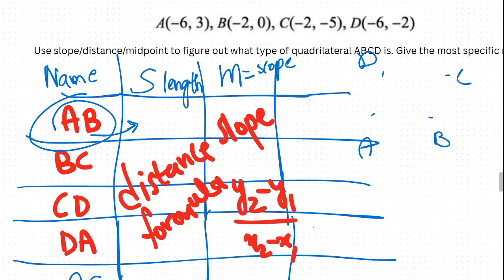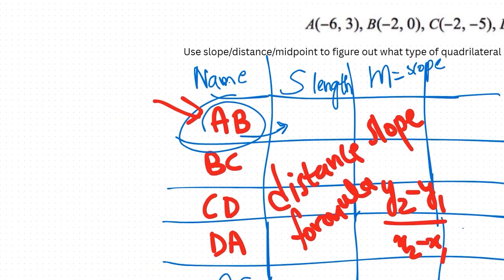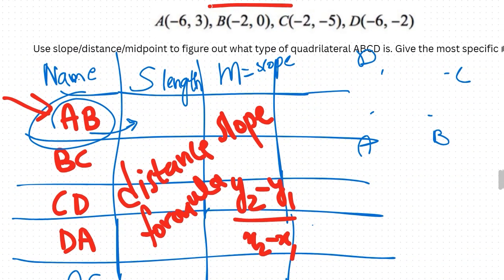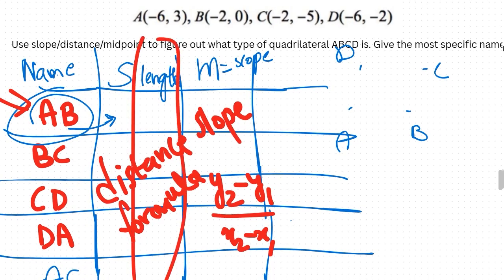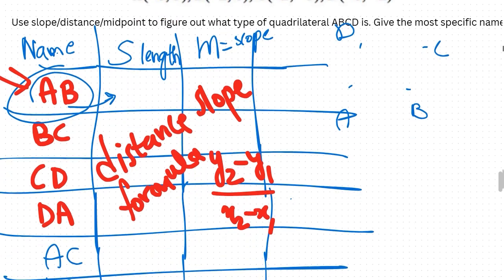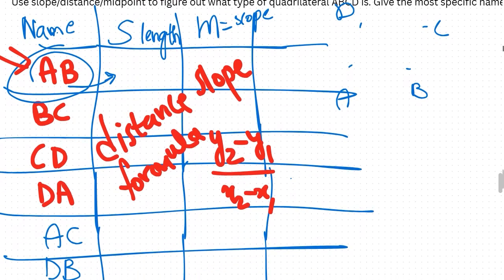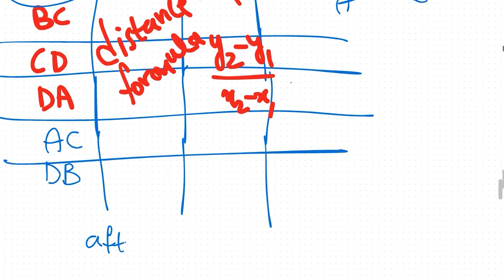So these are the points. AB slope means you have to consider these 2 points. If you fill this table like that, that is enough. After the table is filled, compare the values.